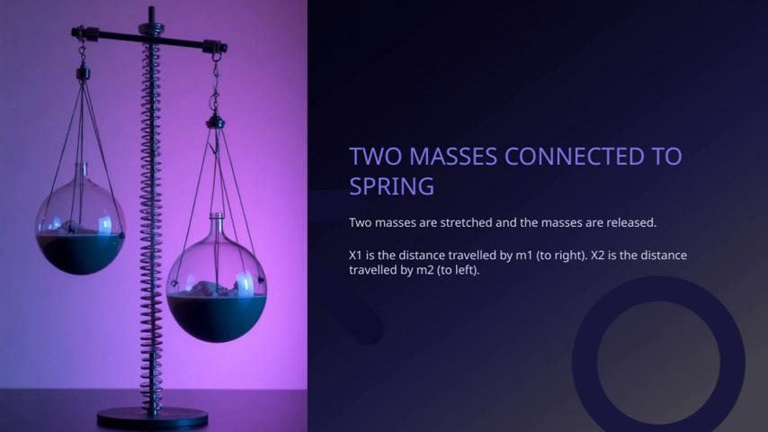This setup is a classic example of simple harmonic motion. The key point here is that the motion of these two masses is interconnected through the spring. As one moves to the right, the other moves to the left, and the distances they travel, x1 and x2, are linked through the spring's restoring force. This concept helps us understand energy transfer and how potential energy stored in the stretched spring converts into kinetic energy of the masses as they move. Connecting this to the overall theme, it highlights the fundamental principles of oscillations and energy conservation in mechanical systems.